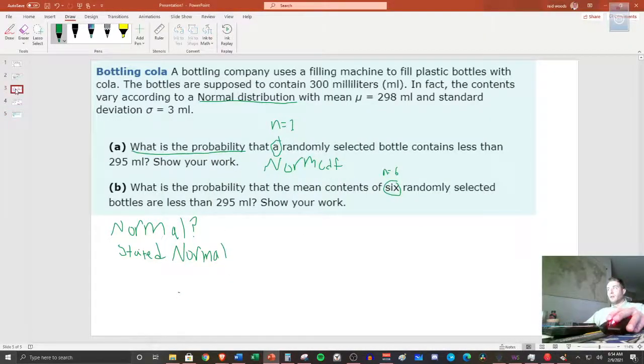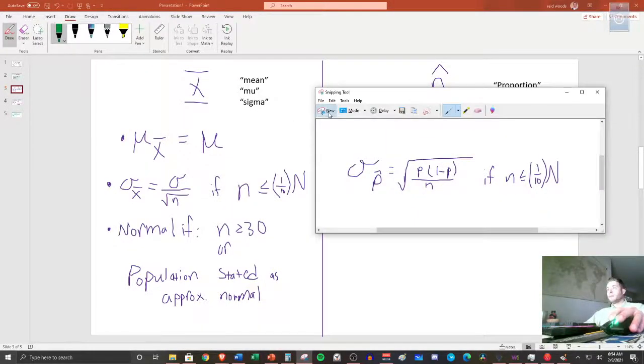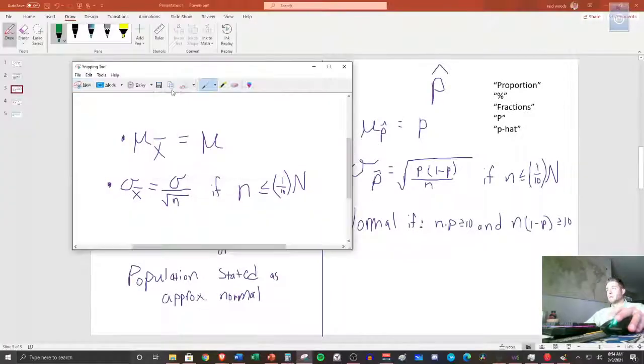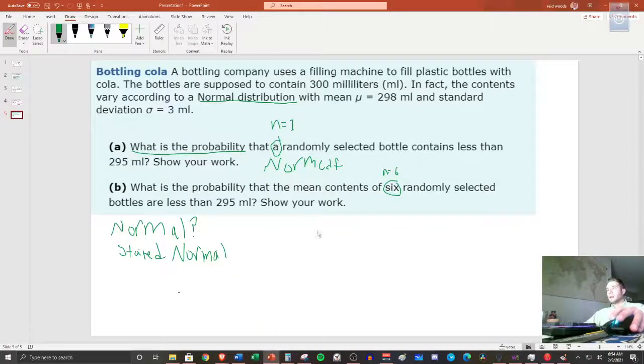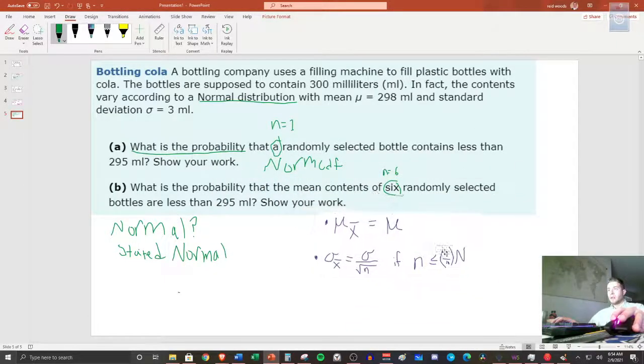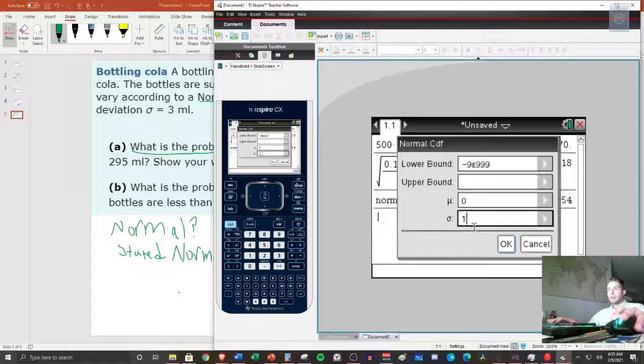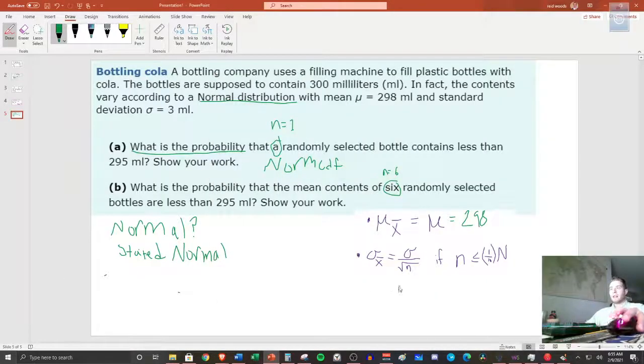Well, our rule for mean is, and I'm actually going to copy both of these this time. Here's our rules for mean. The mean of the distribution is equal to the population mean. Well, they give us the population mean and they say it is 298. So there's our mean. That's going to go in here. 298. Wrong, that's standard deviation. 298. Okay, that goes in there.